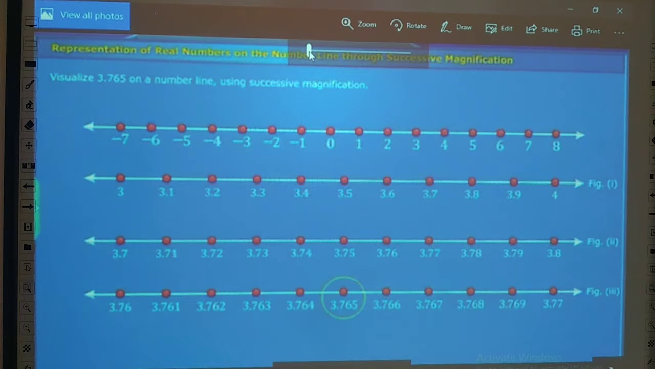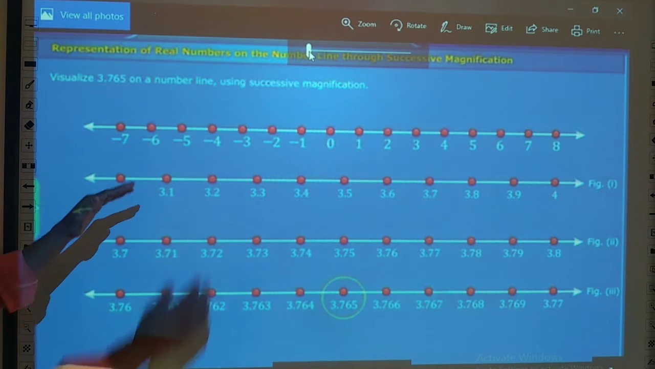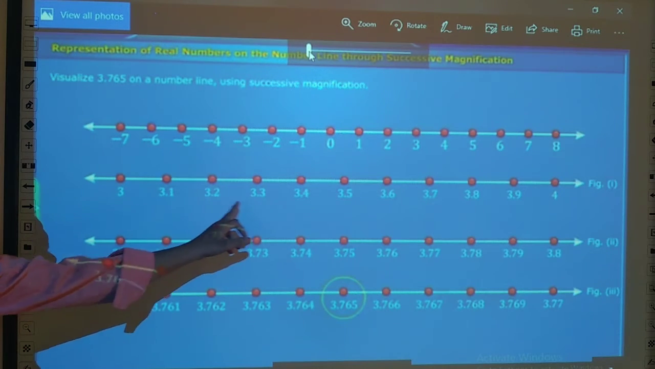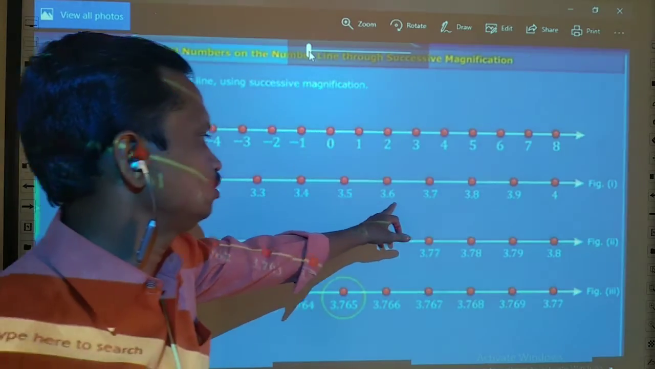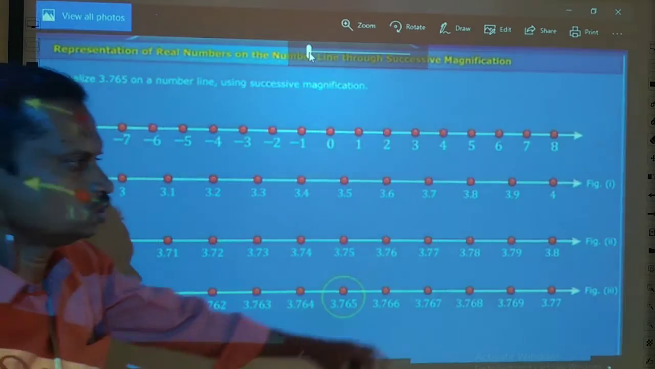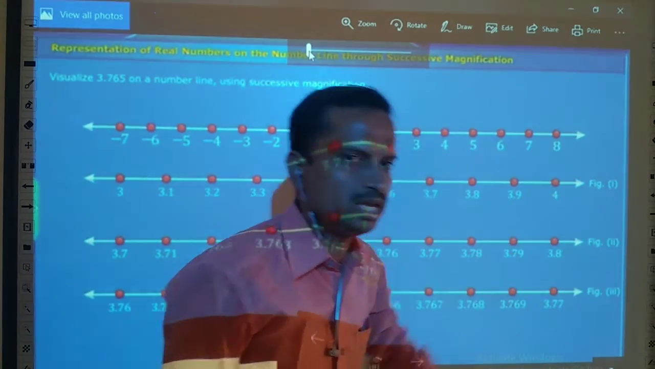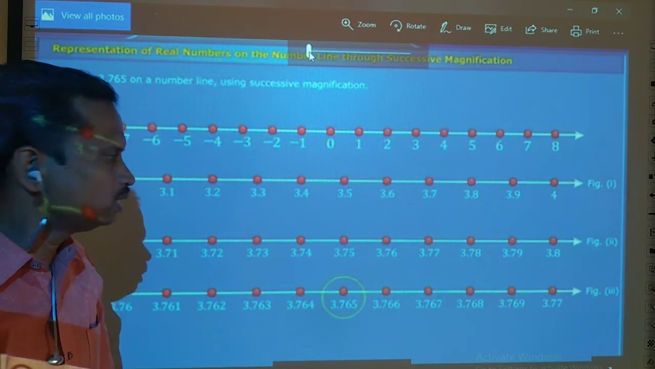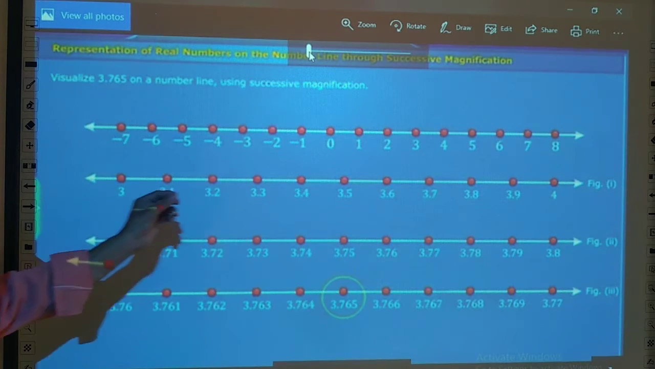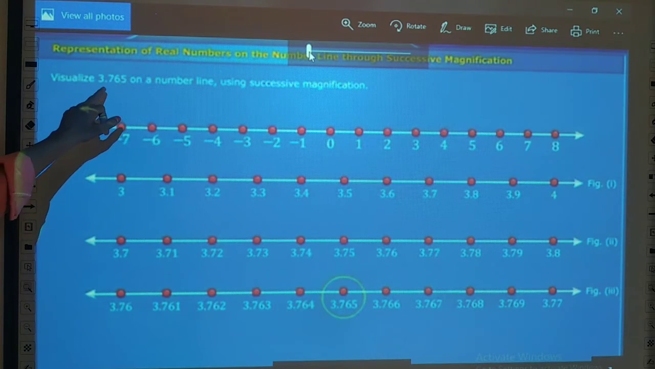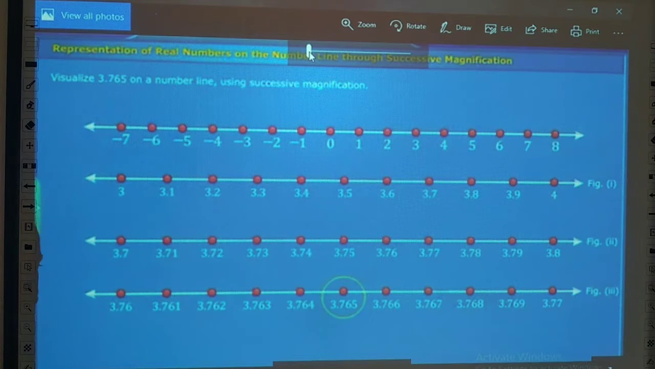Yes, children? Now, you magnify 3 and 4, and from 3 to 4, you take 3.1, 3.2, 3.3, 3.4, 3.5, 3.6, 3.7, 3.8, 3.9. You see the figure 1. So here, figure 1, figure 2, figure 3. Okay, first is number line, and then you see in figure 1, we have magnified 3 and 4. The 3 to 4, the number line is magnified. And now, the 10th place digit 3.7.